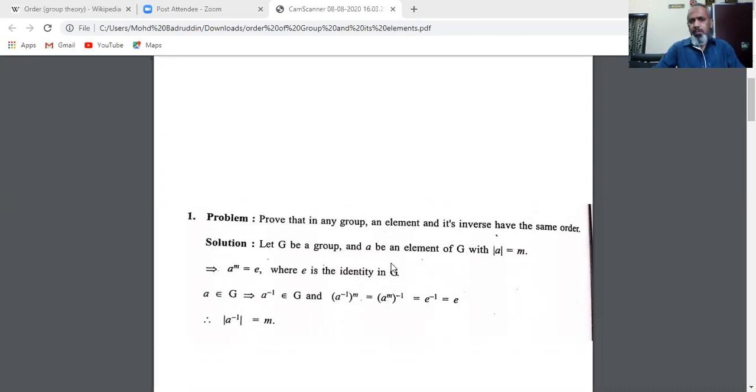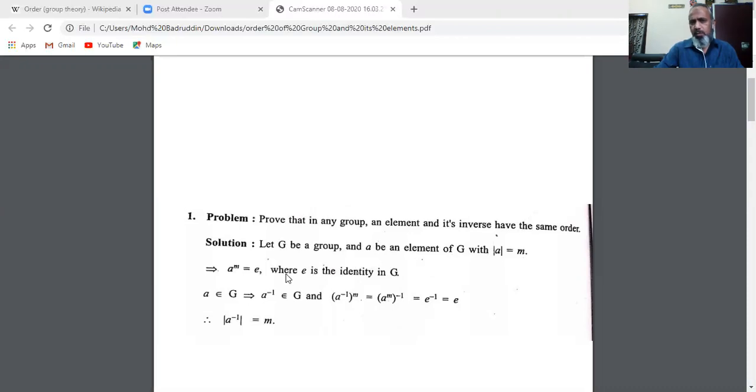So let G be a group and a be an element of G with order of a equal to m. So we are assuming here the order of the element as m, meaning a to the power m is equal to the identity element. If order of a is equal to m, then we can write a to the power m is equal to e, where e is the identity element in G. So the order of a is equal to m.